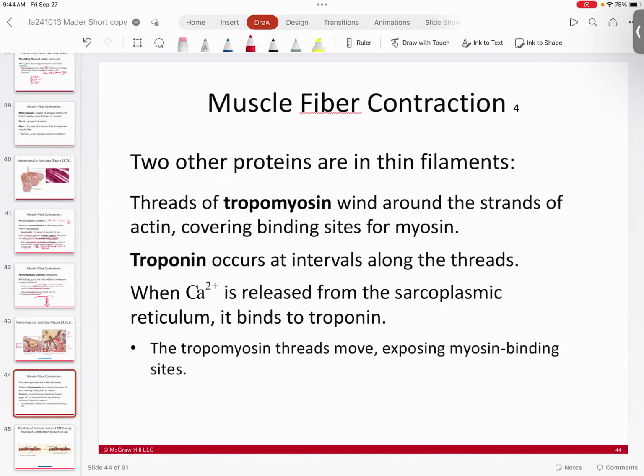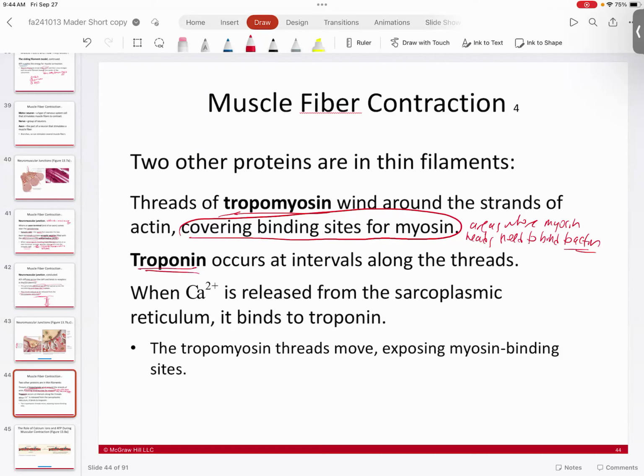So muscle fiber contraction. First of all, there are two proteins in the thin filaments that we need to understand to get muscle fiber contraction. The tropomyosin, which is kind of like a rope-like protein, is actually covering binding sites for myosin. So these are the areas where the myosin heads need to bind to actin. And so normally it's covering it up. So as long as tropomyosin is covering it up, you can't actually bind and make those cross bridges.